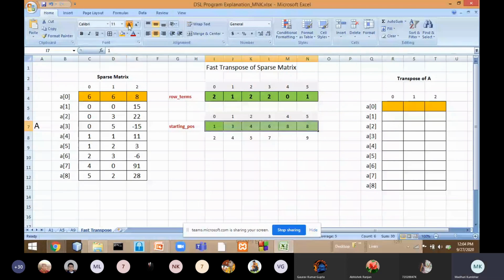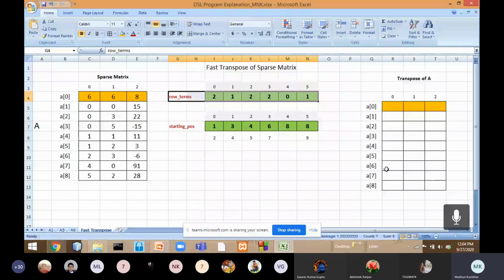Yes or no? Is this clear? How it is maintained? Yes. Now see, starting position. The work of row terms is done now. From this we have to calculate the starting position. What is the starting position? Where to start in the transpose? This I have to identify.